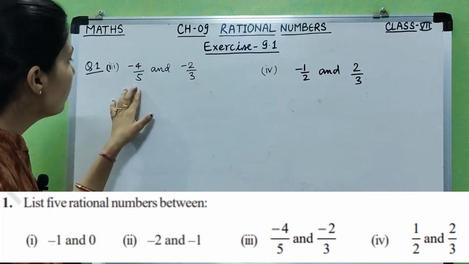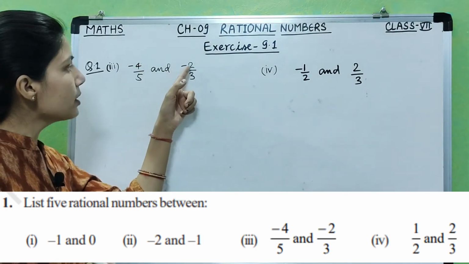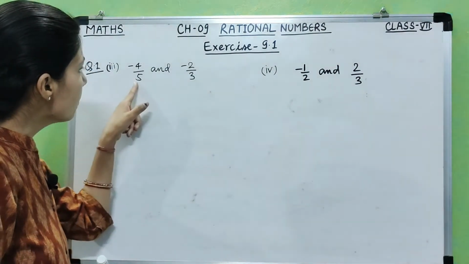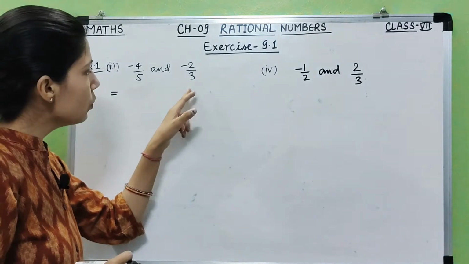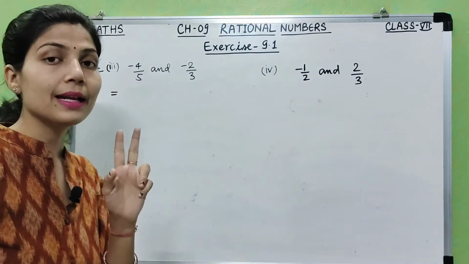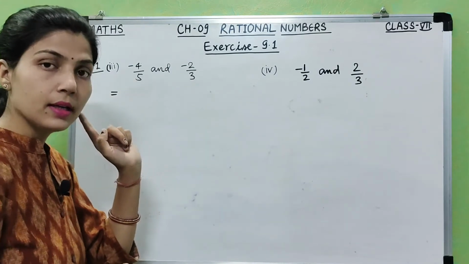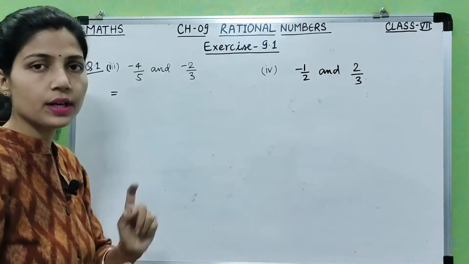So here also we have to list out 5 rational numbers between minus 4 upon 5 and minus 2 upon 3. Okay, so see these rational numbers. Here the denominators are different. So first we have to make both of these like rational numbers, meaning make their denominators the same. So you have to choose a multiple that is of 5 as well as of 3.